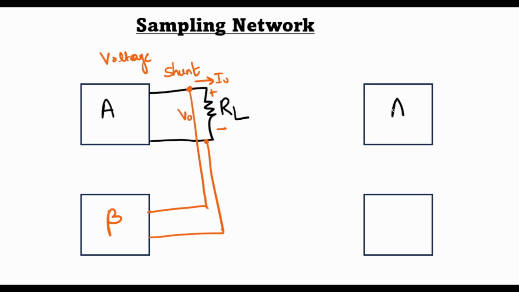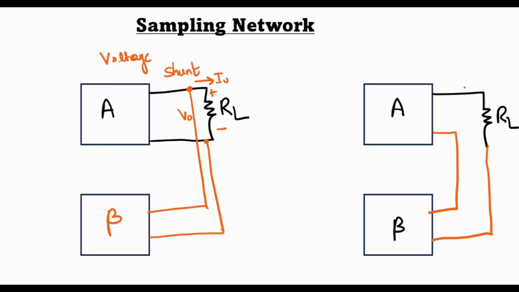Now similarly, we can also do current sampling, which means we are interested in getting a part of the output current. So in this case, we have to connect the feedback network beta in series with the load, like this. In this way, we are sampling a part of the output current, and then the feedback network can give it back to the mixer network. So these were two ways of sampling the output.